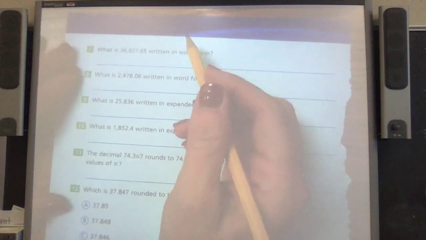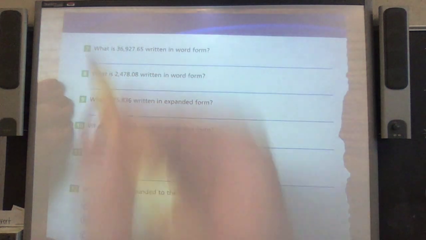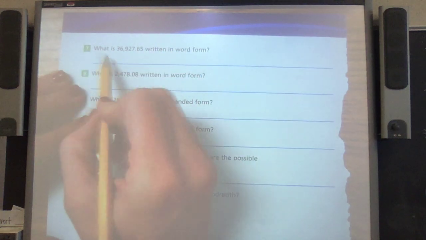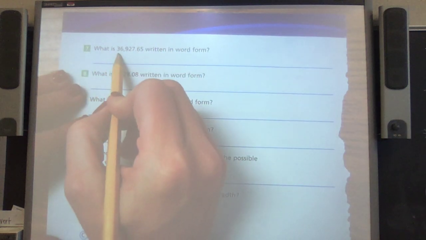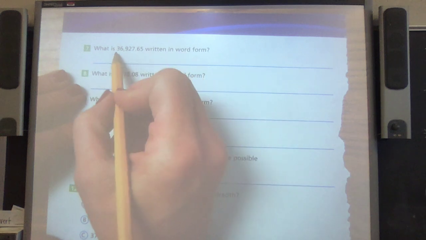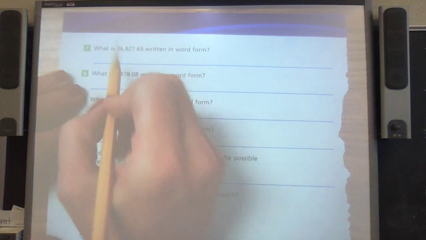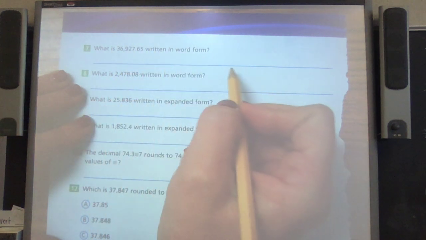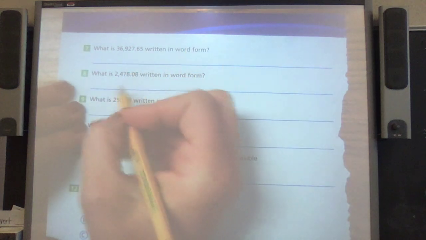Love practicing this word form. I'm going to let you do 7. What is, oh, I can't say it out loud or I'm saying it. So remember that. If you say it, that is word form. So I'll do number 8 with you.